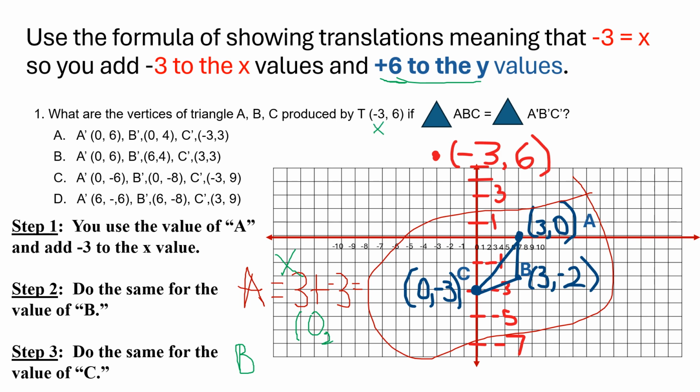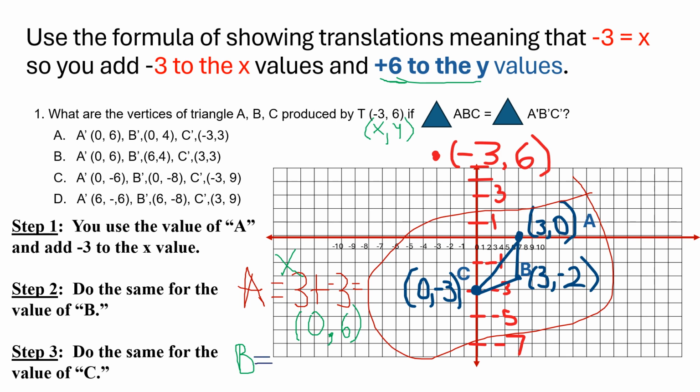That's what this is, X and Y. X is always listed first. So if I wanted to, I could add this here and I'd get 6. +6, because this is 0. 0 plus 6 is 6. So I've done A.